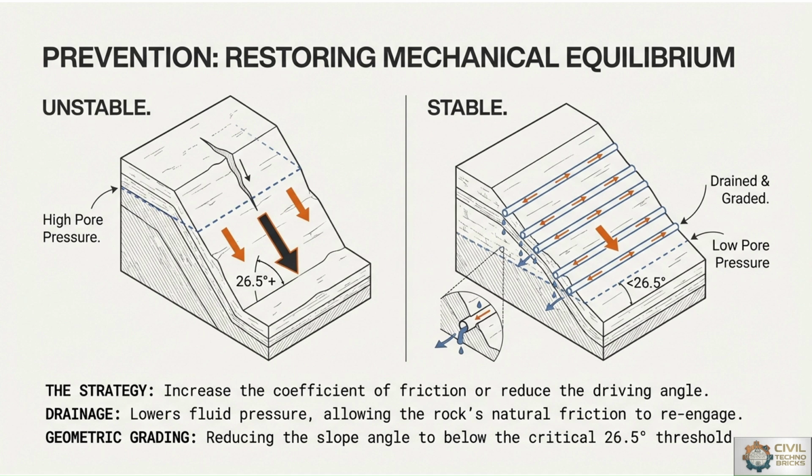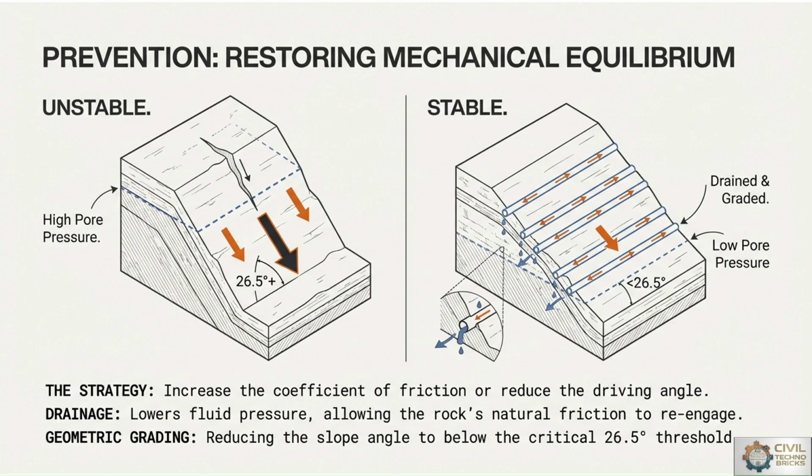So the geotechnical prevention relies on artificially increasing a slope's coefficient of friction or geometrically reducing its driving angle. Installing horizontal drainage pipes lowers internal pore fluid pressure. This allows the rock mass's natural friction to re-engage and stabilize the slope. So these are all the pipes where orange color lines are there, and they collect all the water seepage drop by drop, so that we can make the slope stable, which involves mechanically cutting terraces or regrading a hillside to drop its slope angle safely below the critical stability thresholds.